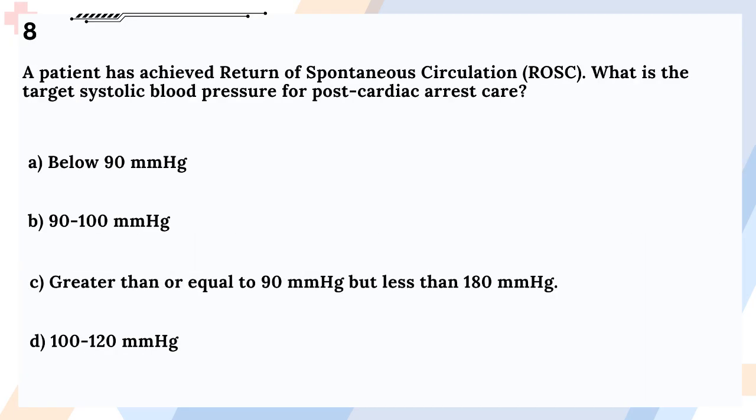Question 8. A patient has achieved return of spontaneous circulation, ROSC, after cardiac arrest. What is the target systolic blood pressure for post-cardiac arrest care? A. Below 90 millimeters of mercury. B. 90 to 100 millimeters of mercury. C. Greater than or equal to 90 millimeters of mercury but less than 180 millimeters of mercury. D. 100 to 120 millimeters of mercury.